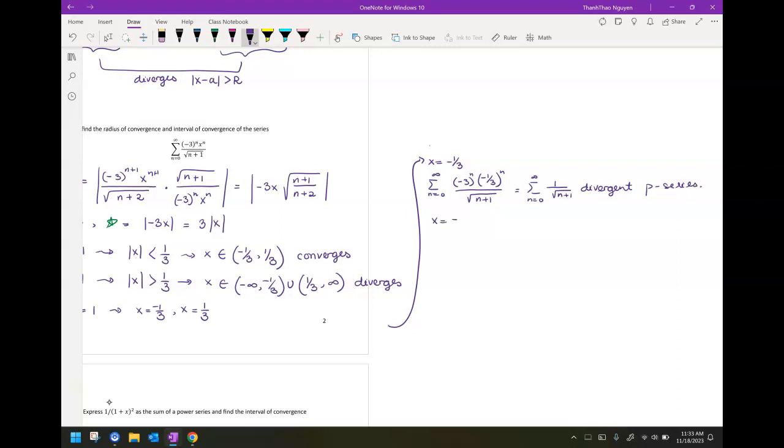When x equals positive 1/3, then we have the sum from n equals 0 to infinity of negative 3 times 1 over 3 to the n, root of n plus 1. This is the sum from n equals 0 to infinity of negative 1 to the n divided by the root of n plus 1. And this series converges by the alternating series test.